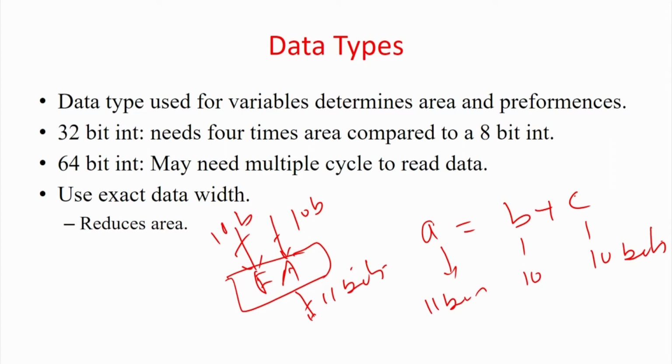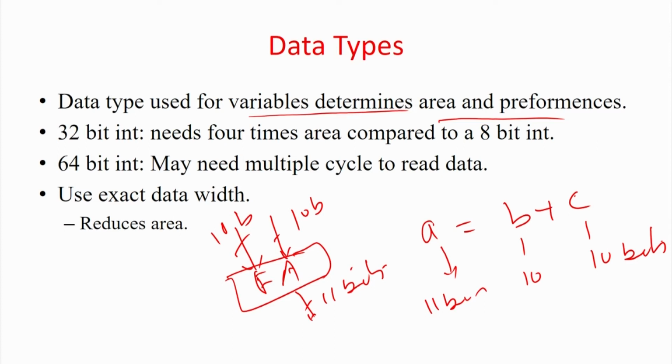Whatever I just mentioned here, the data types used for variables determine the area and performance. So, that has to be taken care of carefully. This is something we always miss when writing C or C++ code and trying to map it to RTL through high level synthesis. You should always be careful about the exact data path size.